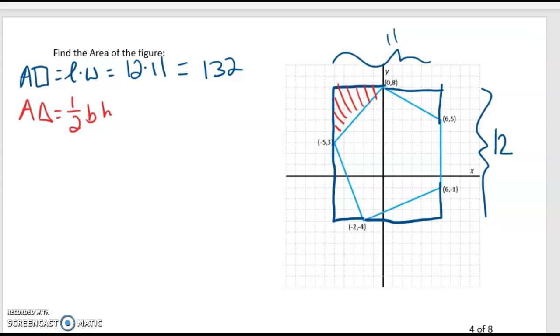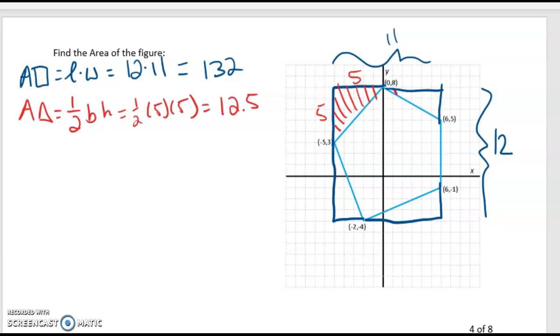So 1, 2, 3, 4, 5, and 1, 2, 3, 4, 5. So my area is going to be 1/2 times 5 times 5. Plug that into your calculator, and you should get 12.5. So the red triangle's area is 12.5. And I just want to keep that information. I'm going to use it at the very end when I'm subtracting.